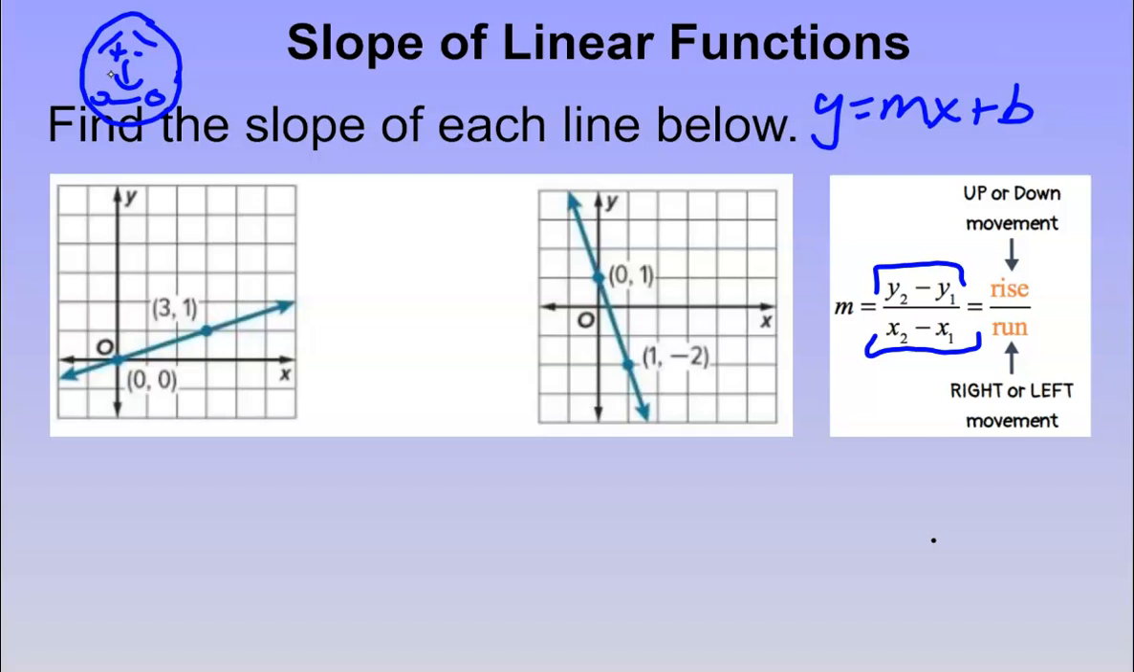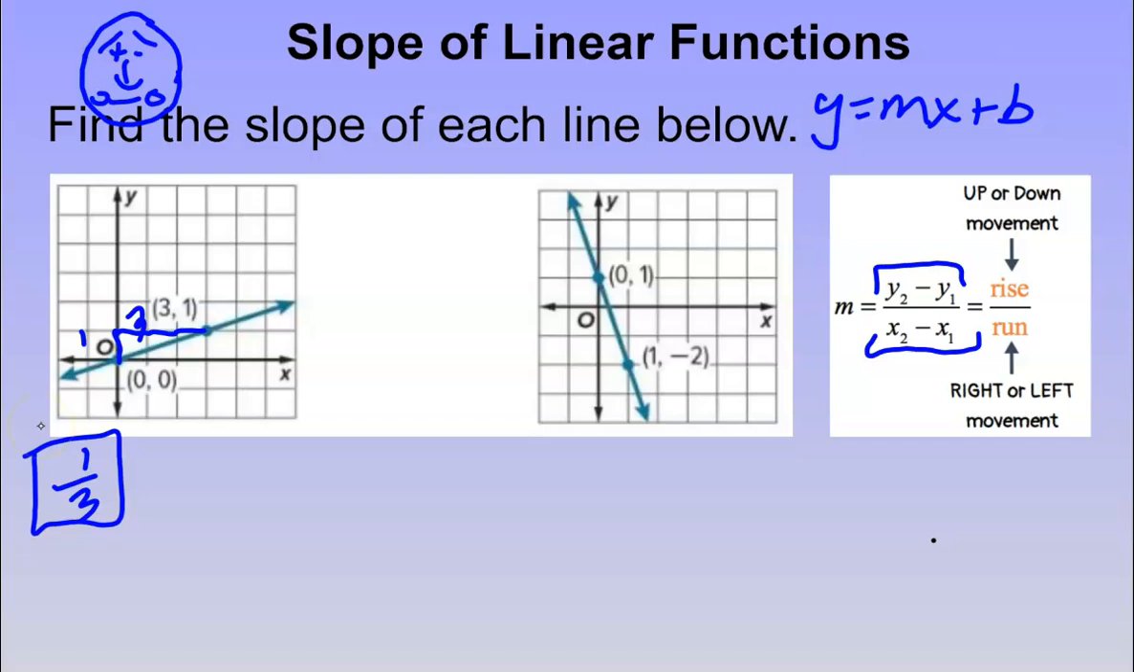I'll show you two different ways using the rise over run when you're given the graph. So the rise over run, from left to right. I go up 1, to the right 1, 2, 3. So my rise is 1, my run is 3. Since it's going up from left to right, I have a positive 1/3 slope.